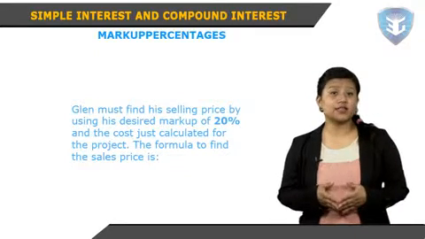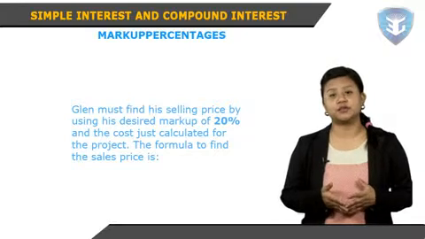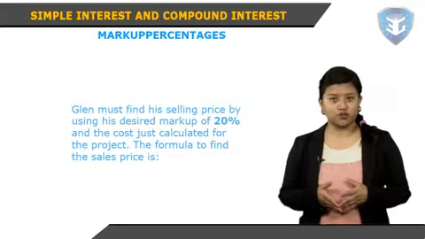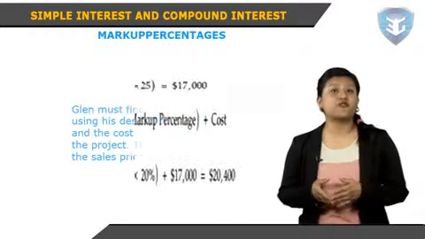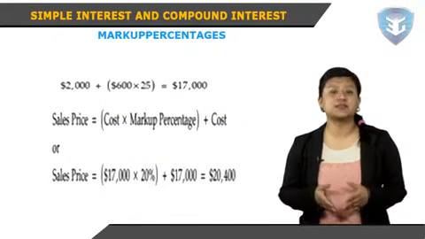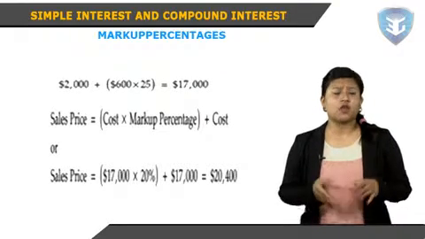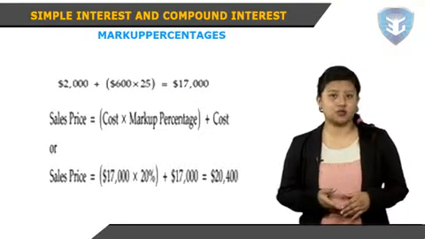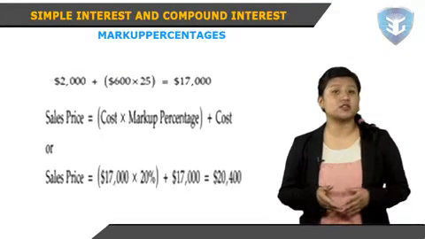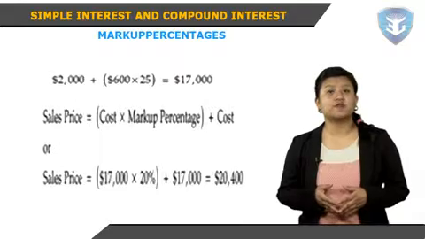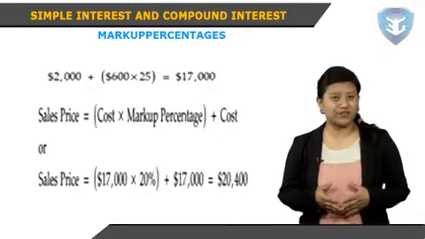Glen must find his selling price by using his desired markup of 20% and the cost just calculated for the project. The formula to find the sales price is as shown here. This means that to earn the return desired, Glen must charge the company $20,400. This is the equivalent of a profit margin of 16.7%.